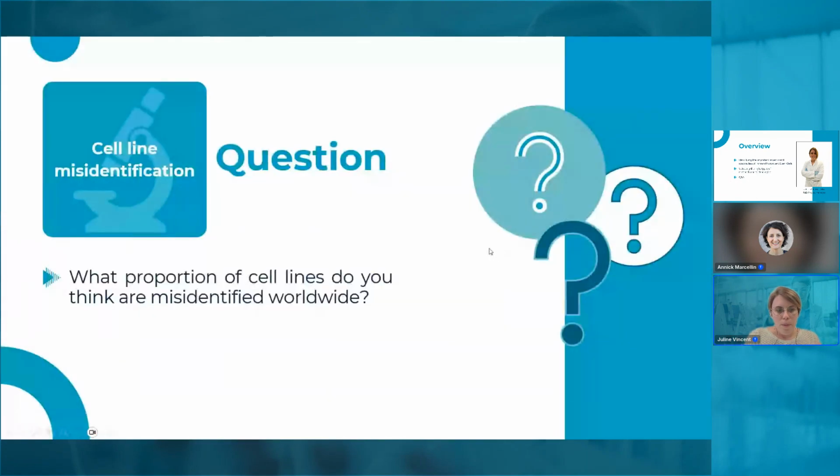These abnormalities can be problematic, but the worst scenario is when you think you are working with a specific cell line that turns out to be a different one. So again, I have another question for you. In your opinion, what proportion of cell lines do you think are misidentified worldwide? Again, you can answer in the poll in the right part of the screen.